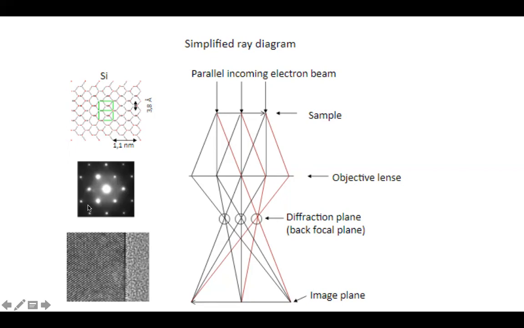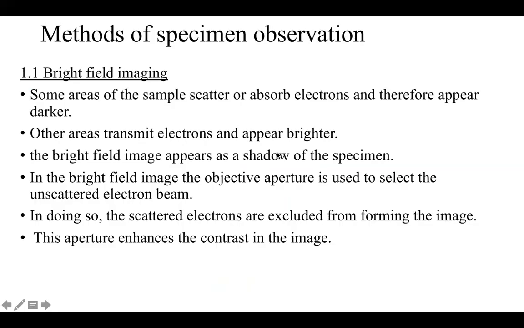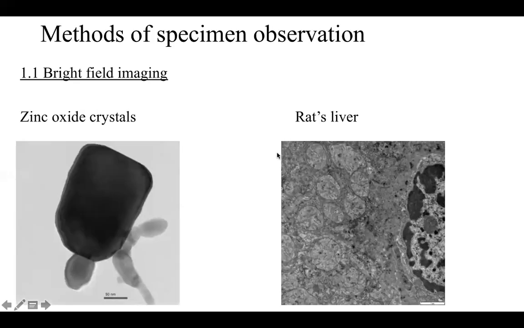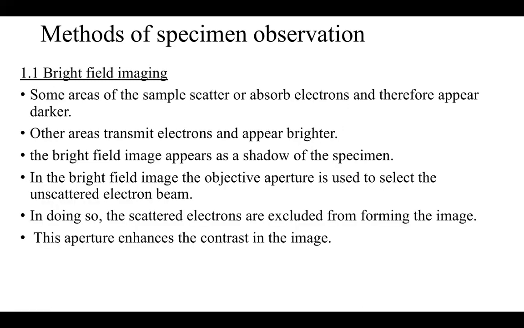selected area diffraction pattern. You can select an area and get the diffraction pattern of that, and the crystallinity will show you a very beautiful dotted pattern. By analyzing this dotted pattern, we can say whether this is a single crystal, polycrystalline, or amorphous. We will see how we're going to do that in the next few slides.